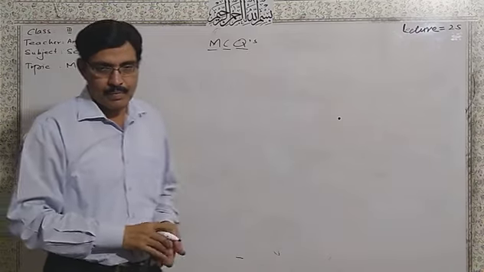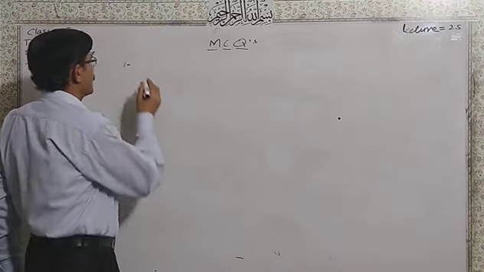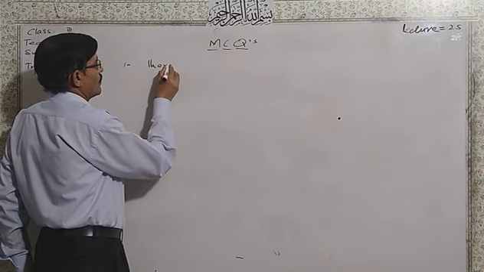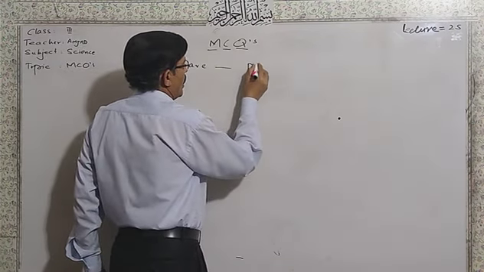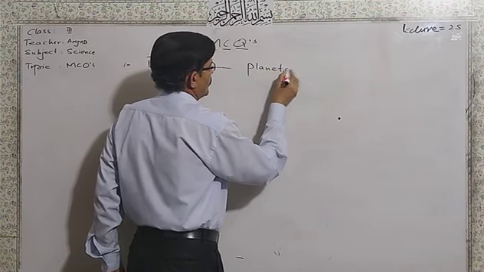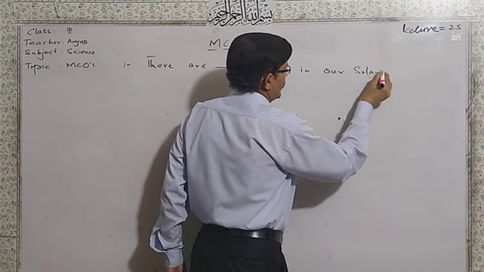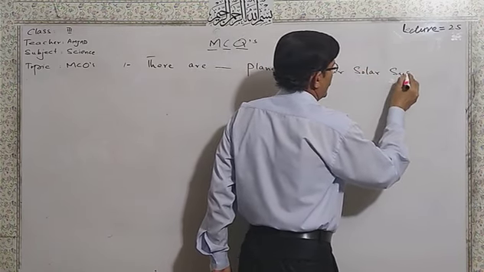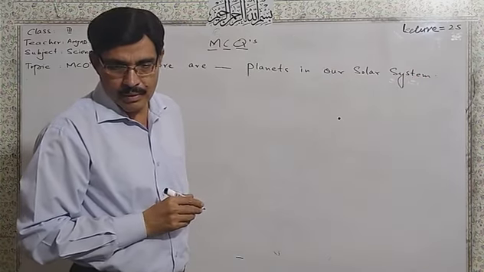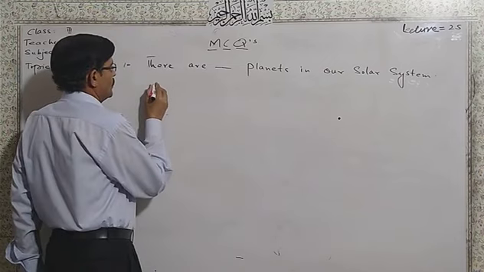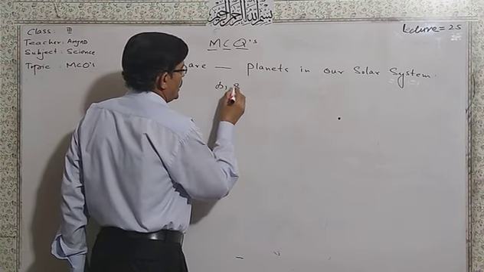Number 1. There are dash planets in our solar system. Options are 7, 8 and 9.